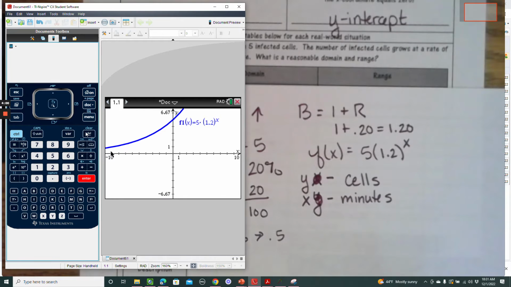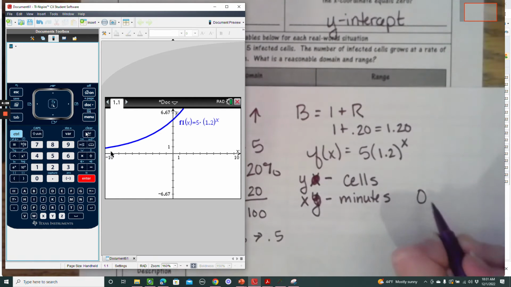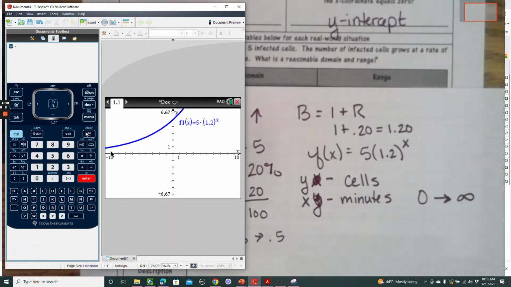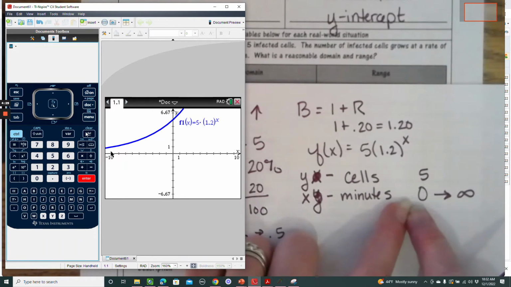All right. So, domain, X. What's the smallest amount of minutes we can have? 0, right? What's the greatest amount of minutes we can have? Infinity, right? If this thing keeps running, it's going to keep making cells. What's the minimum number of cells that we can have? 5. The reason it's 5 is because the minimum minutes is 0. Time can't be less than 0.